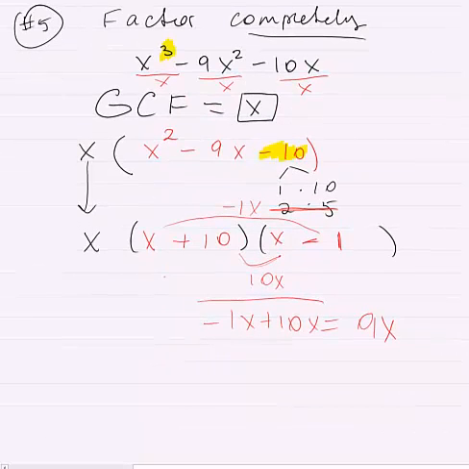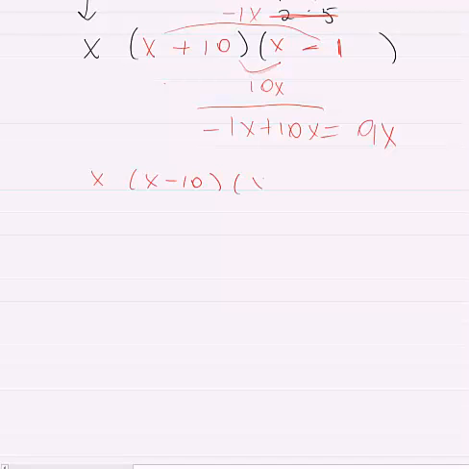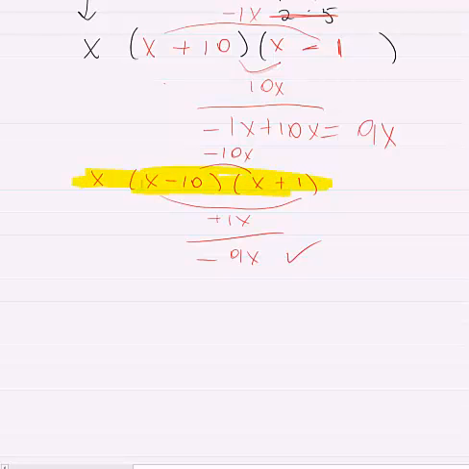Okay, let me just rewrite it over here. I'm just going to switch the sign, and I'm going to make x minus 10 and then x plus 1. In this case, this right here is minus 10x. This right here is plus 1x. And therefore, the sum is minus 9x. And that's exactly what I wanted. Now remember, your answer is the one that contains all of the terms, including the GCF. Alright, the GCF, that factor, and that factor. Remember, you can always check whether you did the problem correctly by multiplying things out.